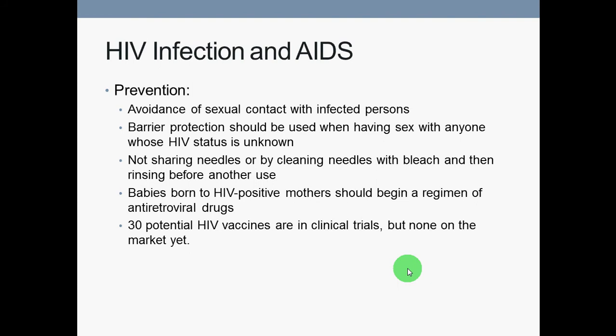Right now there are 30 potential HIV vaccines in clinical trials. So there's 30 potentials out there, but there are none on the market yet. And most of the vaccines that have come along and been tested have not worked.